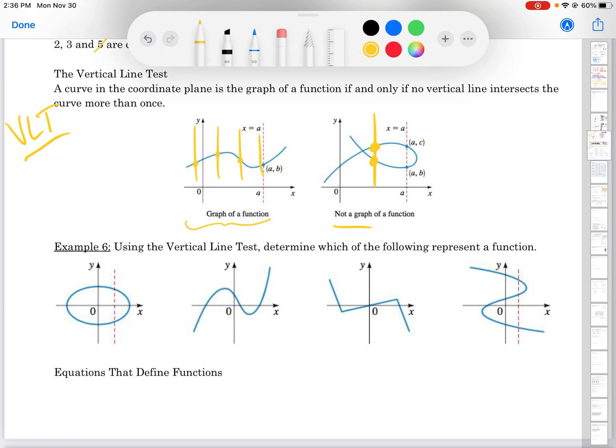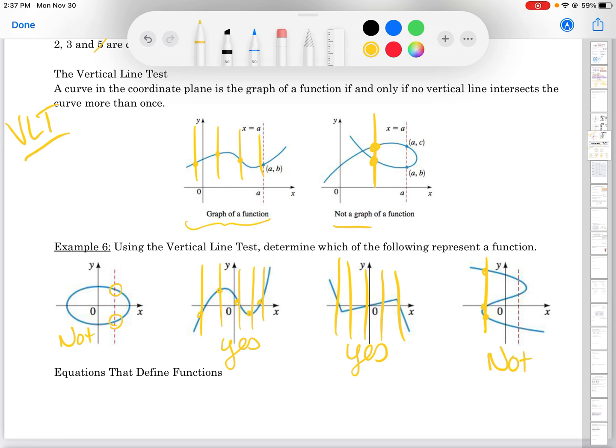So we're going to use that vertical line test to help us out. In example 6, I see that I have 2 intersection points here, so this is not a function. No matter where I draw a vertical line in the second one, it works, no problem. It's only ever 1 point at a time, so this is, yes, a function. Same here, this is a function. But if I draw my vertical line here, 1, 2, 3 points, depending on where I draw it. So that is not a function.